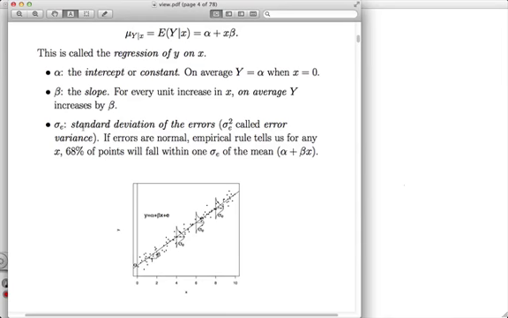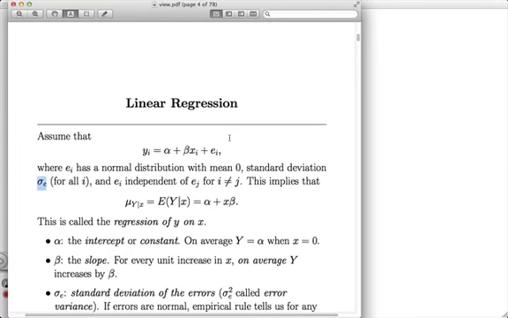Sigma sub e is called the standard deviation of the error. Often we'll talk about the error variance. If you square sigma sub e, it's called the error variance instead of the standard deviation of the error. So that's the basic model.